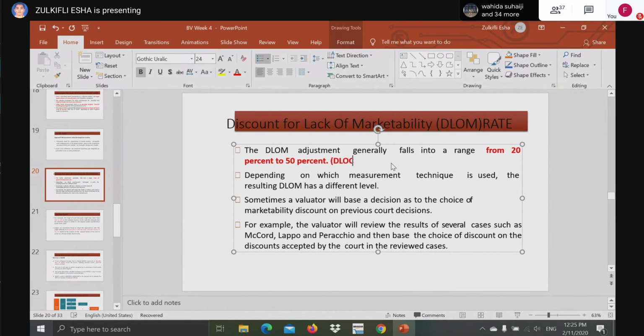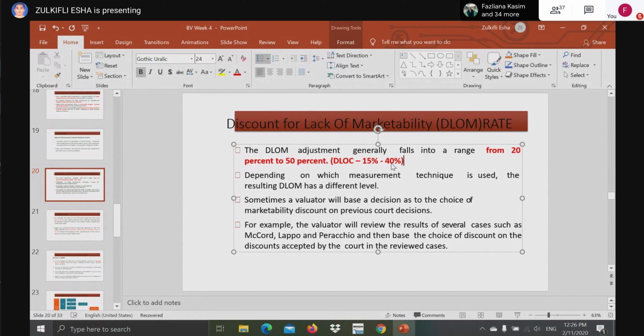for the DLOC, the rate is between 15% to 40%. But for the DLOM, the range is between 20 to 50%. So just imagine if the same company you have to deduct discount for lack of control and lack of marketability. Let's say you deduct 15% for the DLOC and 20% for the DLOM. So altogether 35% will be deducted from the value, kan? So it is quite a high figure.